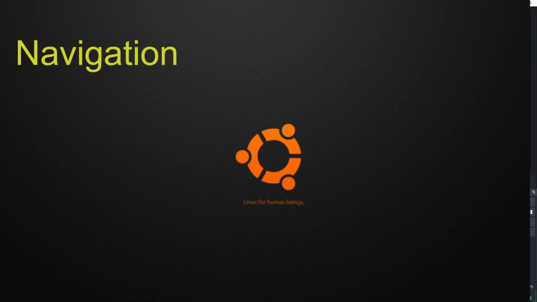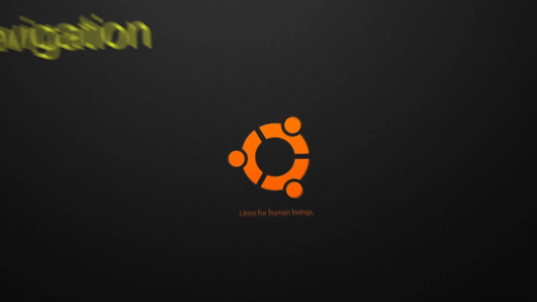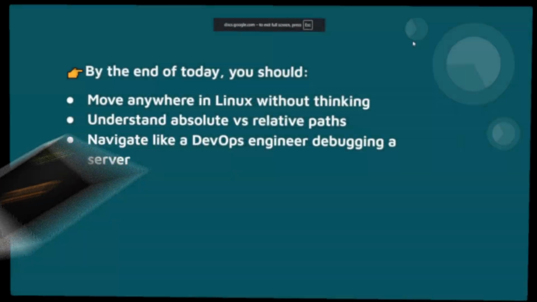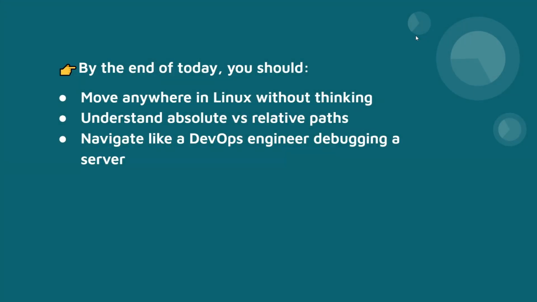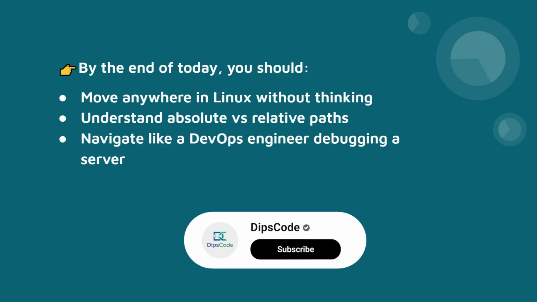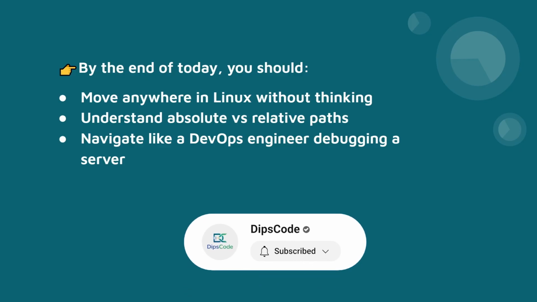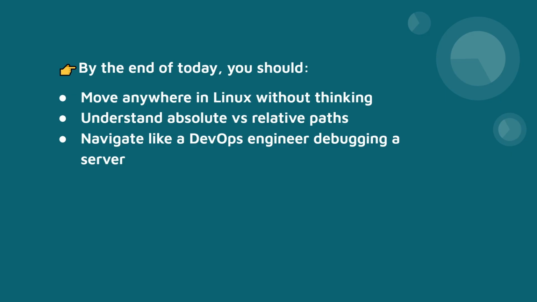So today we will learn Linux navigation. So let's start today's course. By the end of this lecture, you will understand how you can move anywhere in Linux without thinking. You will understand absolute and relative paths. And you can navigate like a DevOps engineer and debug the server also. Like you can go to that particular directory or folder and debug. So let's see what the core navigation commands available are.